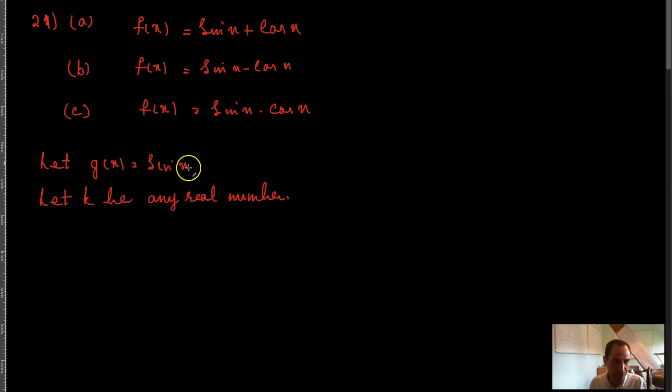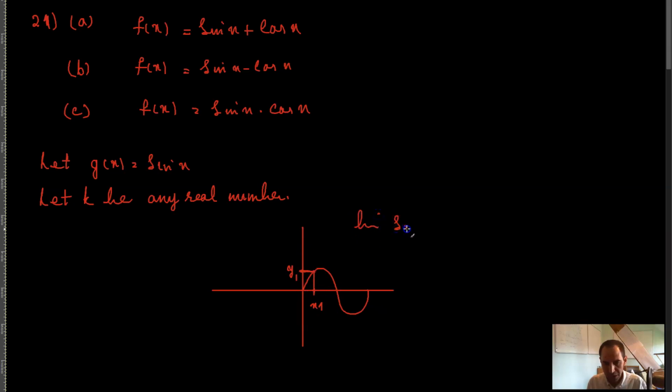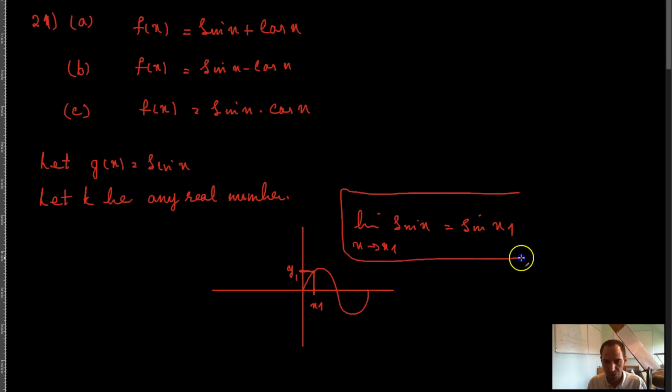I need to show that the limit of the sine function at any k is defined, and at any k the value of the sine function is equal to the limit of the sine function as x tends to that point. Suppose that this is the sine function, and I need to show that at this point, for example x1, the value of the sine function is this value y1. And then I need to show that the limit of sine x as x tends to x1 is equal to sine of x1. So I need to basically show this.